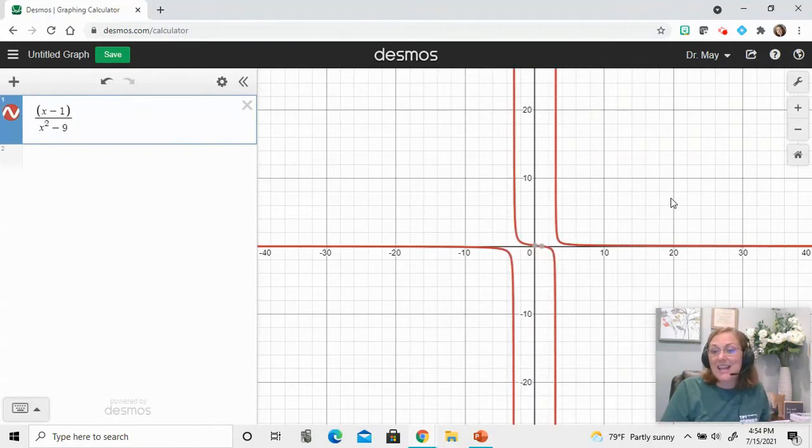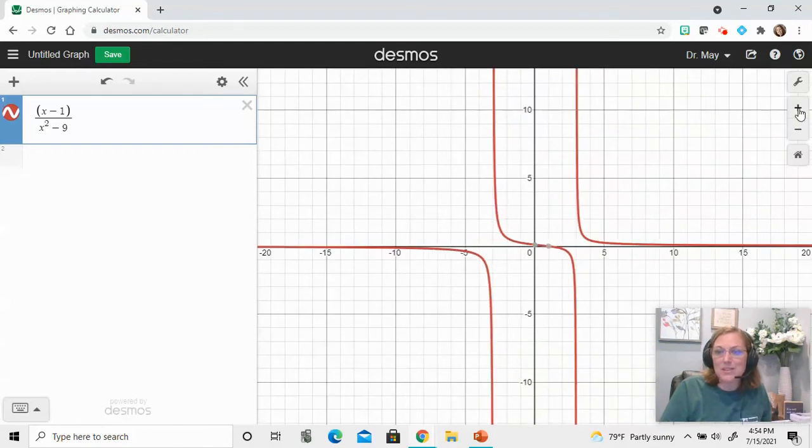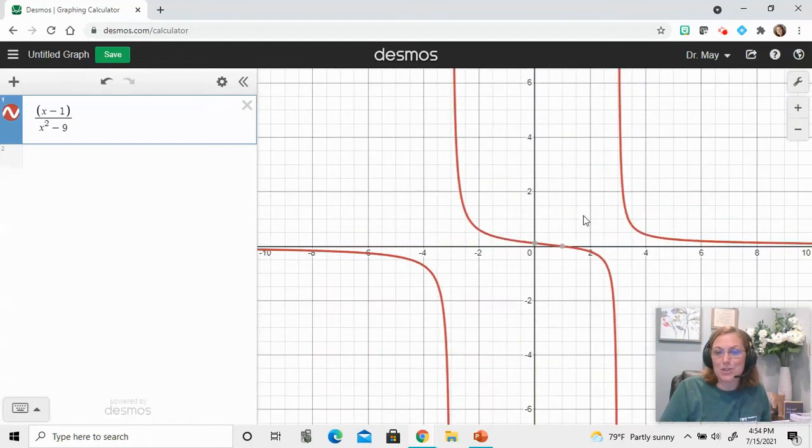You can see that the Desmos calculator has graphed it. Now we might want to zoom in just a little bit so we can see some features. I want you to see that we're looking for the intercepts, and if you just hover with your mouse over these values, you will get your intercepts. So it looks like we have an intercept at (1, 0). We also have one at (0, 0.111), which is a fraction, by the way, 1/9 there.